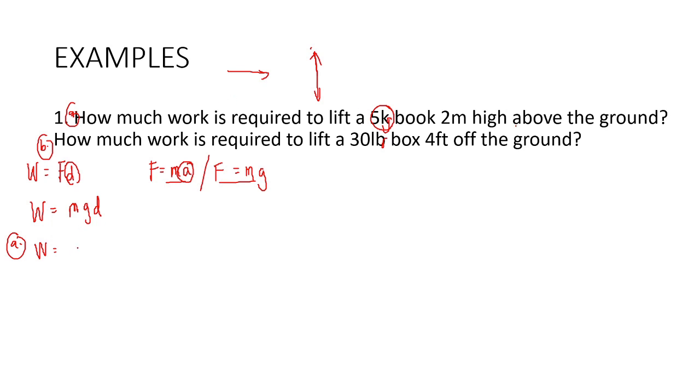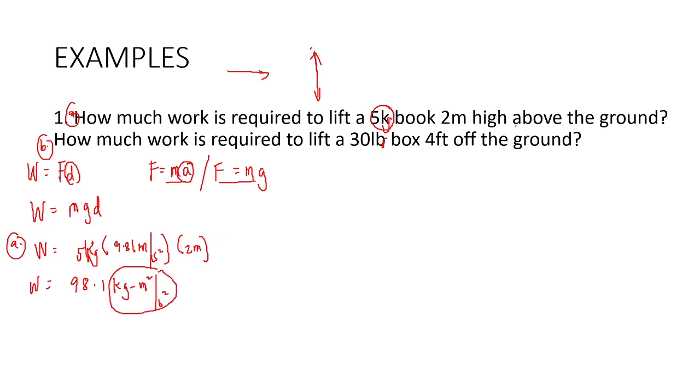So that would be 5 kilograms. Remember that the gravitational acceleration is 9.80665 meters per second squared, or 9.81 meters per second squared, multiplied by its distance, which is 2 meters. If you use your calculator, work is approximately 98.1 times 2. It's 98.1 kilogram meter squared over second squared, a unit of work which is also equivalent to joules.